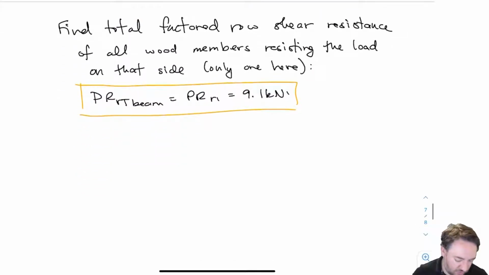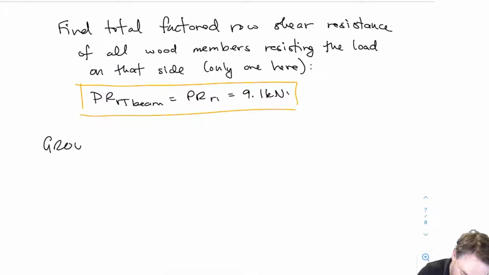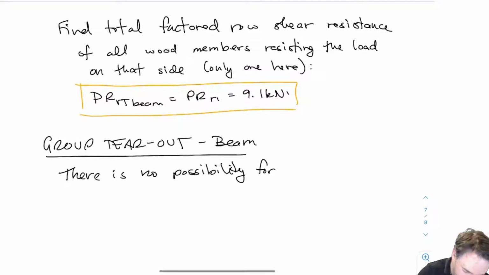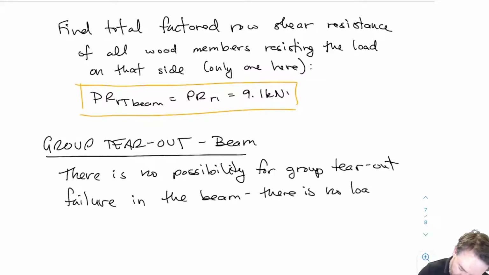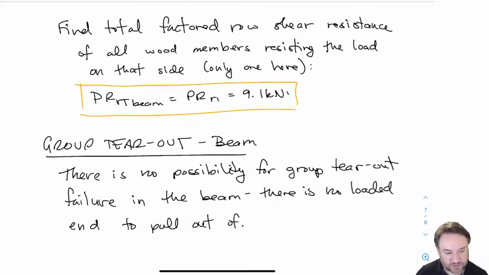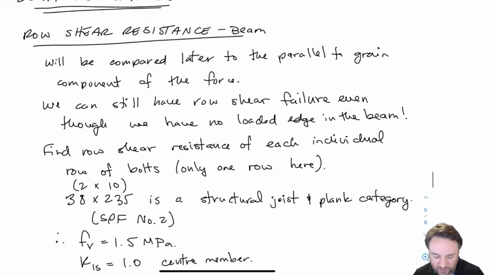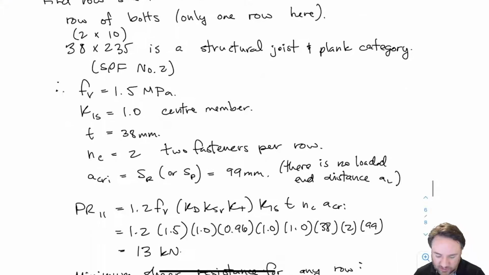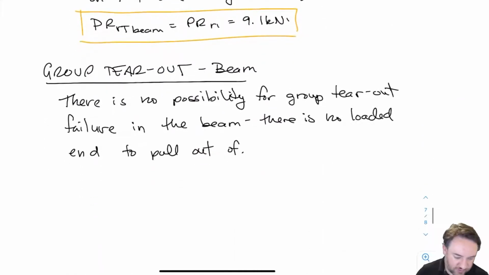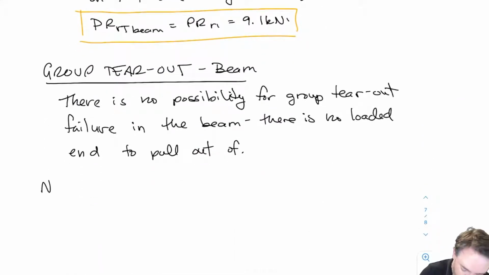Okay, I'm going to make a note about group tear out. There's not going to be any group tear out because we're not at a loaded end. Okay, so since there's no loaded end to pull any group tear out plug out of the end, then we can't have group tear out. Okay, so those are the first 2. So these are all parallel to grain ones, right? Row shear is a parallel to grain phenomenon. Group tear out is a parallel to grain phenomenon. Last one is net tension for parallel to grain.